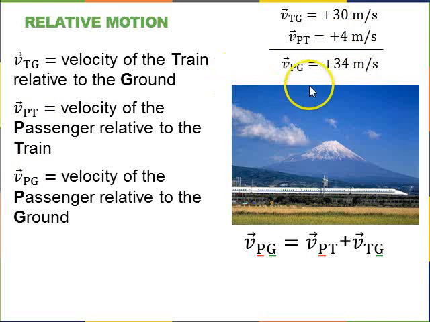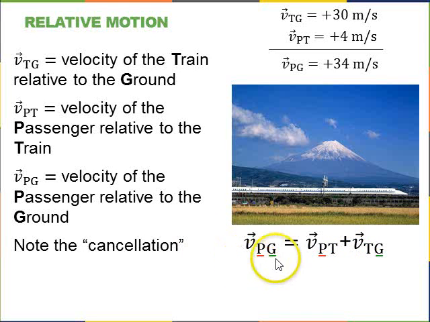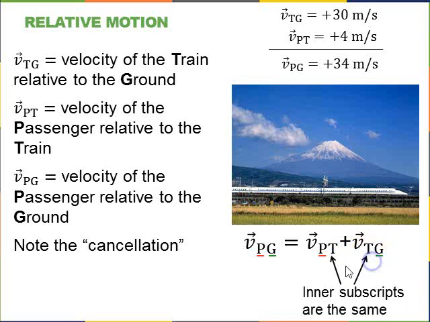So if you wanted to know the velocity of the passenger relative to the ground, you would add these, and you'd get 34 meters per second. So notice that there's sort of a cancellation here if you use this notation. So velocity of passenger relative to the ground is passenger relative to the train plus train relative to the ground. So these inner subscripts are the same. They're both T's, so they kind of cancel out.